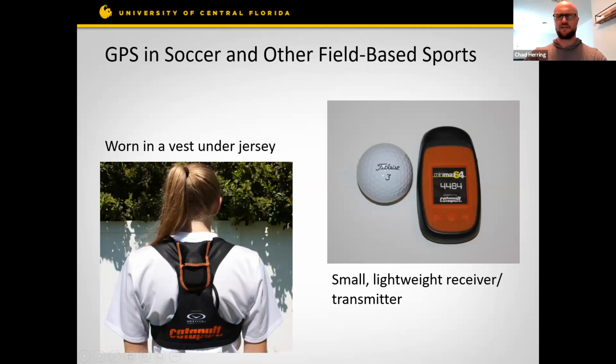Basically they wear a vest under their jersey. They're sort of like a sports bra looking thing, and this is connected to the back. Sometimes it's connected in different places, but most of the time it's up here between the shoulders. It's pretty small here. You can see it is about the size of two golf balls. Basically a little thing that goes in there. You don't really see it other than them wearing a vest.